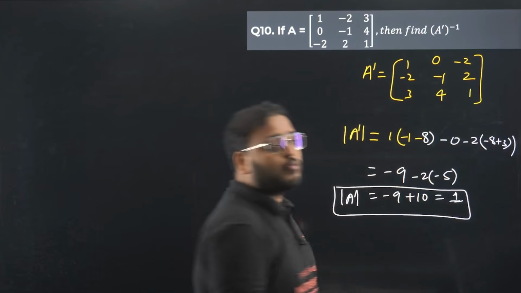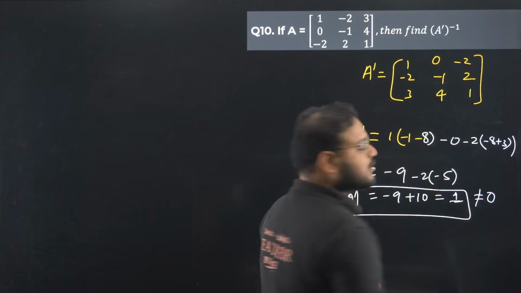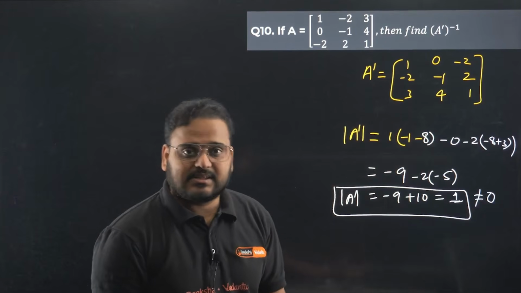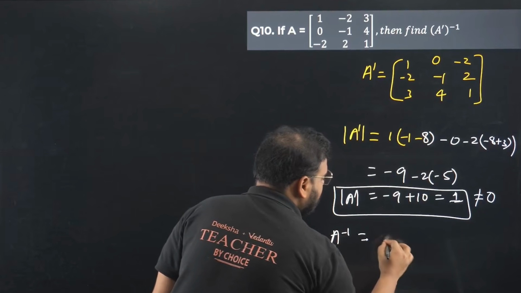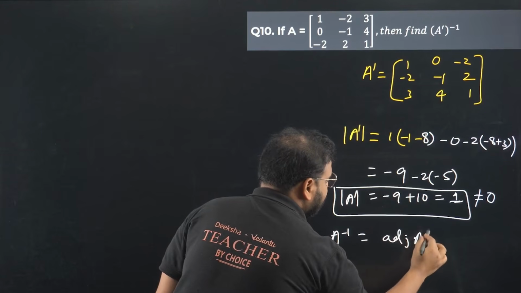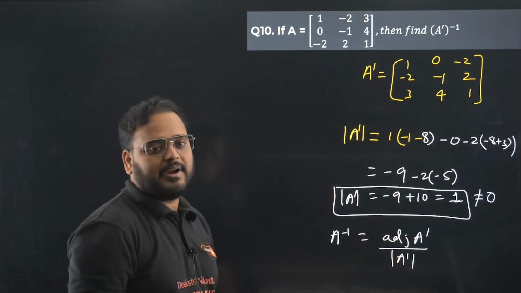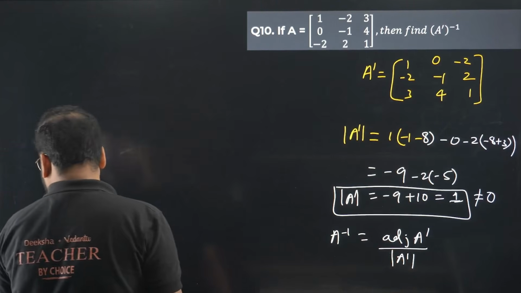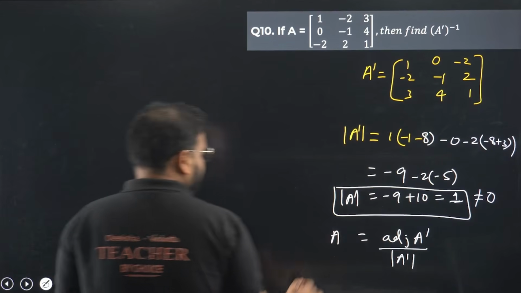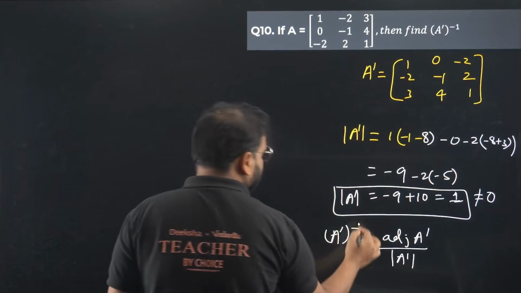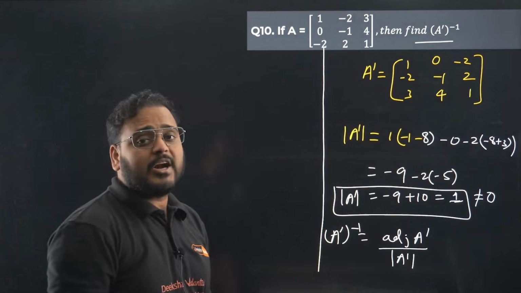Our next step is to do what? Determinant is found out. It is not equal to 0, means non-singular, so your inverse exists. How do you find inverse? The inverse formula we know is very simple: adjoint of A dash by determinant of A dash. It's not A inverse, it is A dash inverse, right? There's a difference. The question is changed. Now, how to find adjoint of A dash?